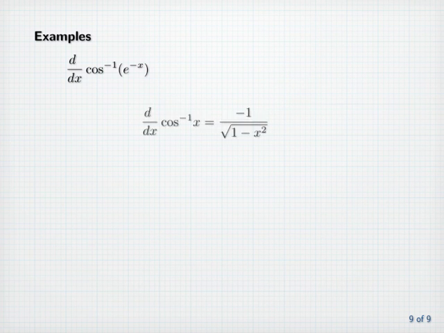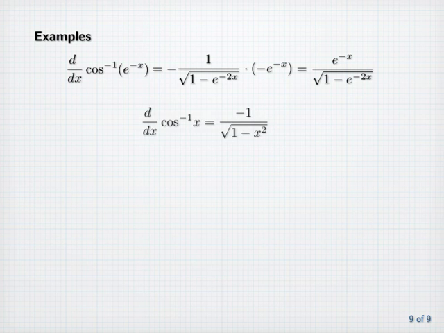A few more examples. Let's take the derivative with respect to x of inverse cosine of e to the minus x. Now let's recall that the derivative of inverse cosine x is minus 1 over the square root of 1 minus x squared. So we use the chain rule here. We substitute e to the minus x into the derivative of inverse cosine of x. Note that the square of e to the minus x is e to the minus 2x. Now we multiply by the derivative of the inside function e to the minus x, which is e to the minus x times minus 1. And so now we simplify here, and we have e to the minus x over the square root of 1 minus e to the minus 2x.